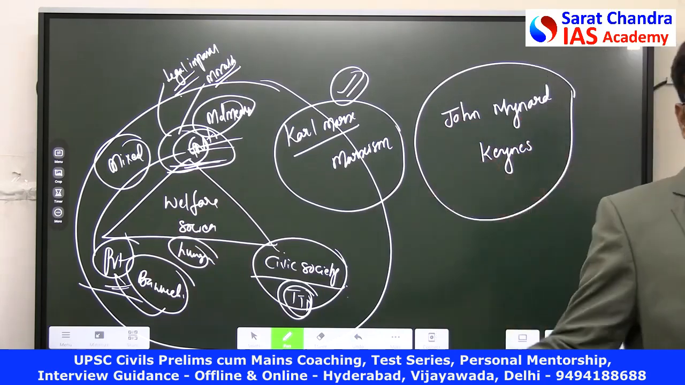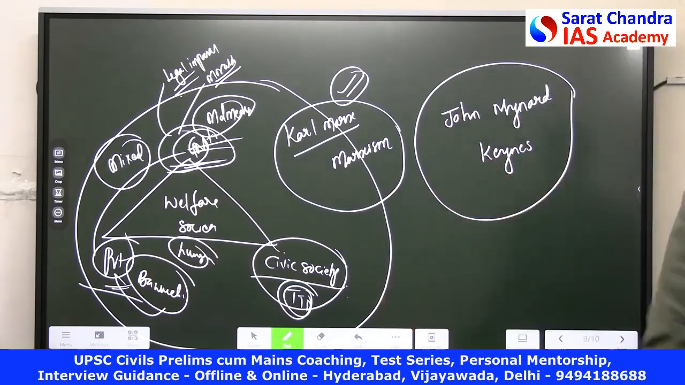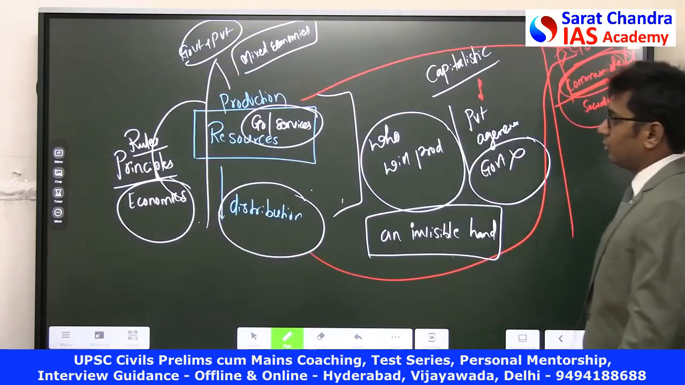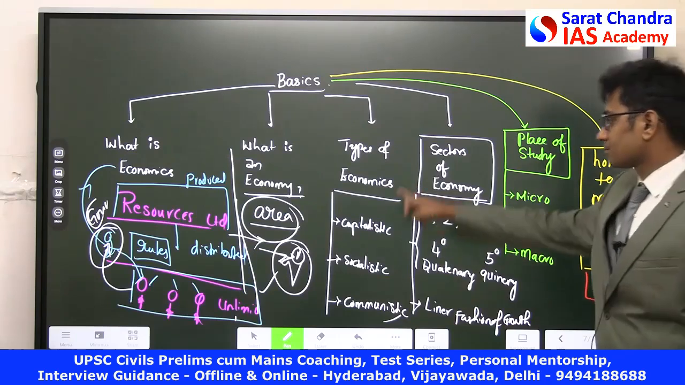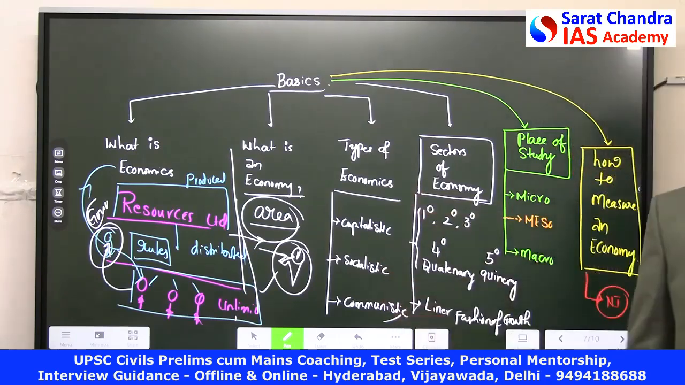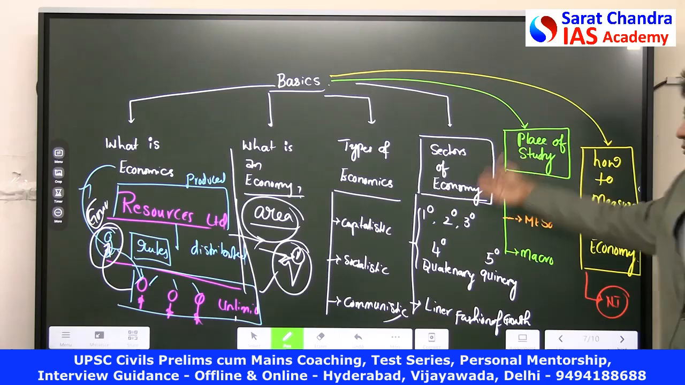Question can be any branch. You have to address the root. So this is the development of economics over a period of time. Capitalistic, socialistic, communistic. So what is the rest of the story? I'll discuss tomorrow. Sectors of economy.